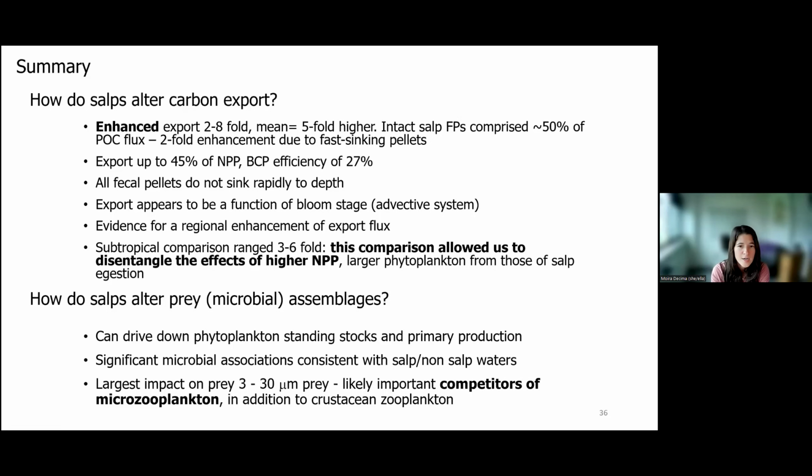And I didn't talk about this right here, but this is results from another paper where we find that the salps are having the highest impact on prey that are in the 3 to 30 micron range. And so they're likely competitors of microzooplankton in addition to crustacean zooplankton.